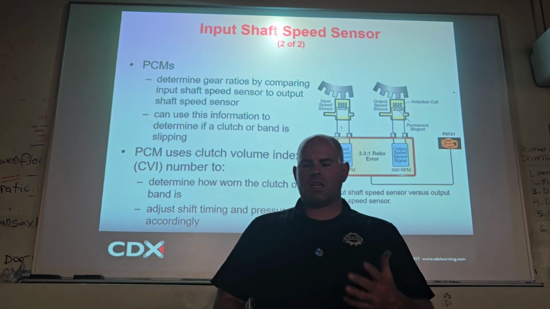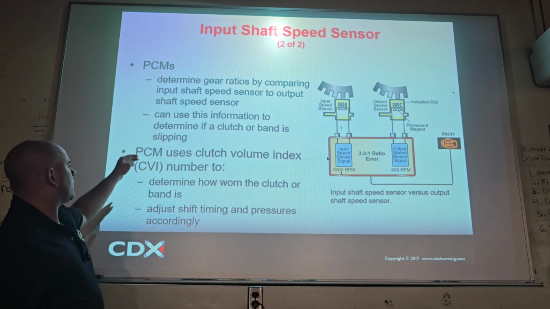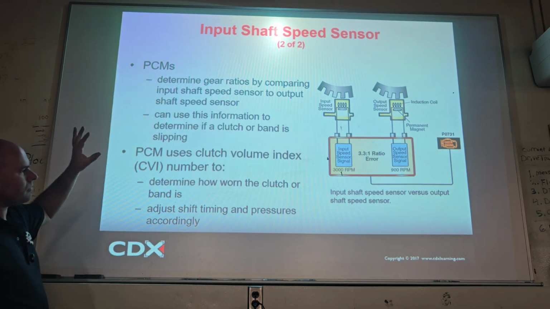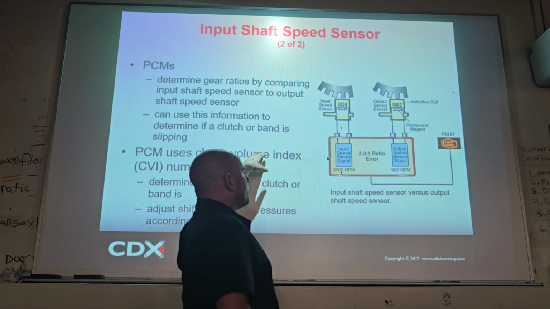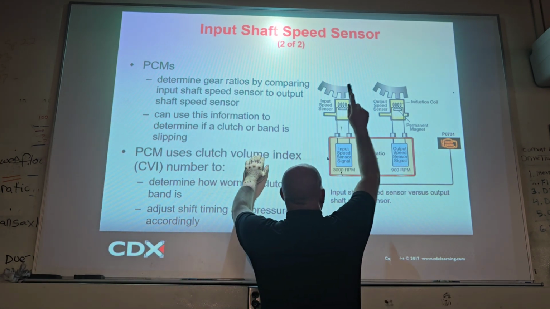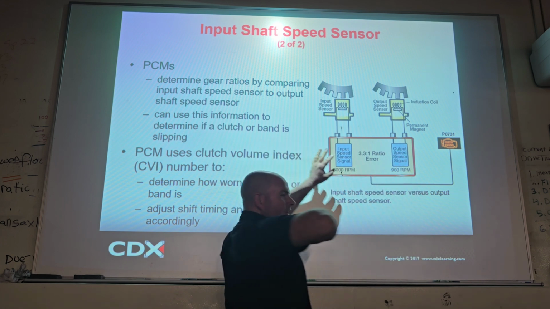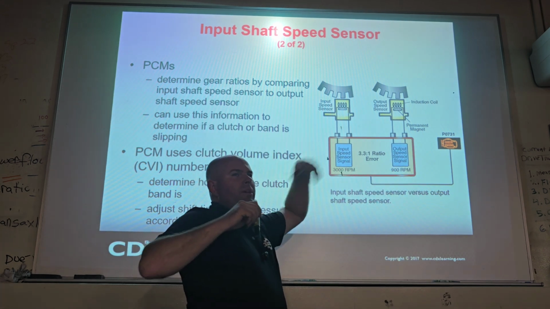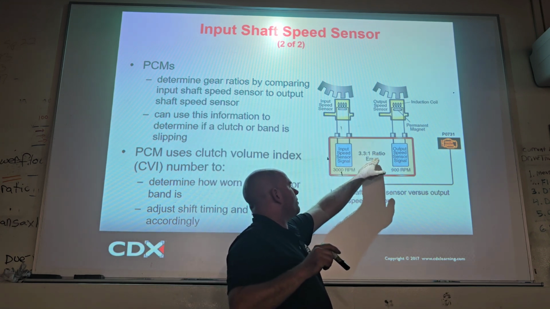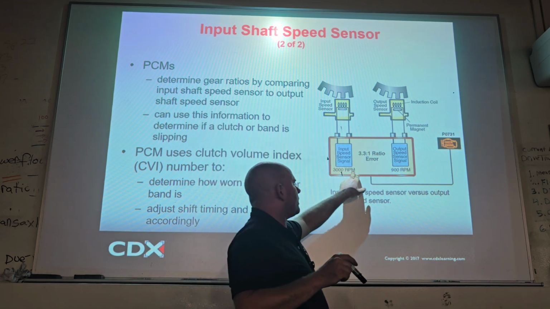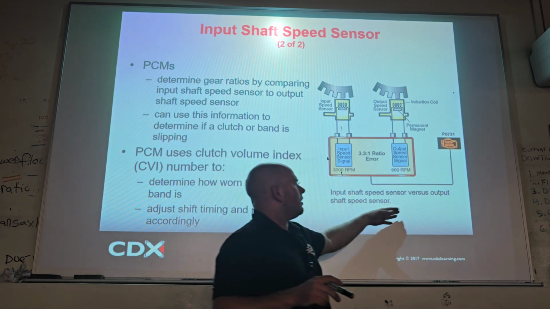Now, this is going to get kind of interesting. It's the first time you're going to hear this, but there's something on the ASE a lot of times called clutch volume index. So if you remember, this is kind of what I showed you before. The input shaft to the output shaft is monitoring the gear ratio. If the gear ratio is incorrect, it basically means there's a slip, right? It's saying 3.3 to 1 ratio error, whatever, because it's 3,000 RPMs and 900. Cool, that sets a code.